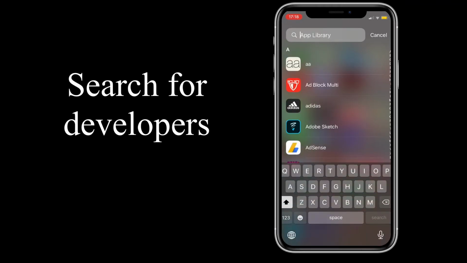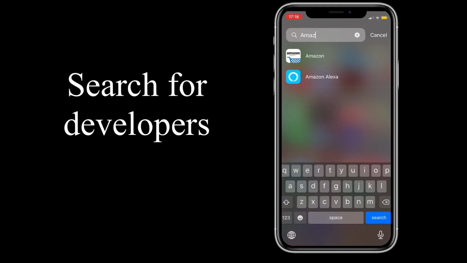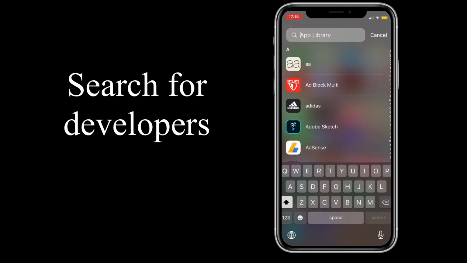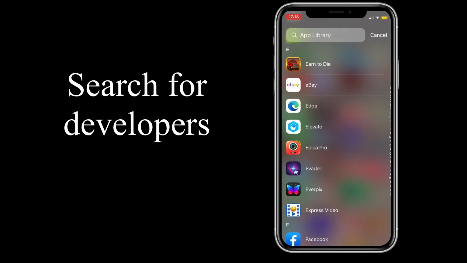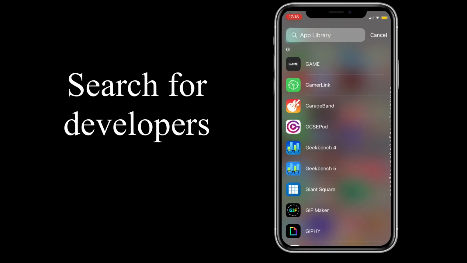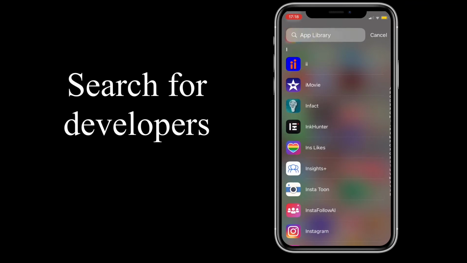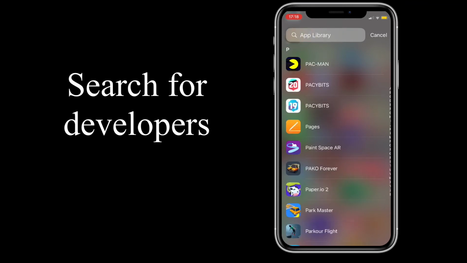You're going to go to your App Library and then click search, and you can just search for the app developer and all the apps that they've developed that you have downloaded. That is the key: the apps you have downloaded on your device will show up. So if I search for Adobe, all my apps made by Adobe will show up.